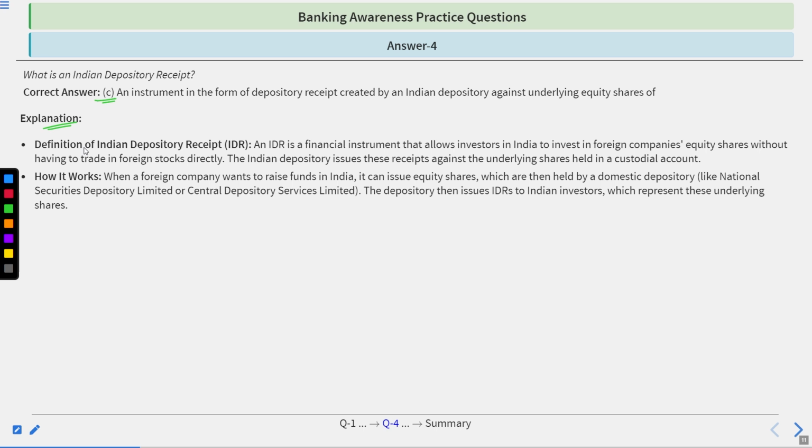How it works: when a foreign company wants to raise funds in India, it could issue equity shares, which are then held by the domestic depositories like National Securities Depository Limited or Central Depository Services Limited. The depositories then issue IDRs to Indian investors, which represent these underlying shares.